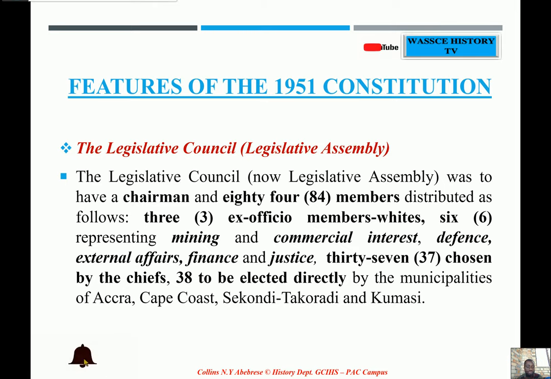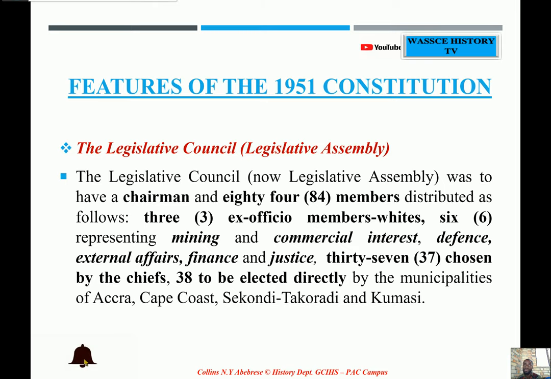37 were also chosen by the chiefs. So 37 of these members were going to be chosen by the chiefs, and 38 to be elected directly by the municipalities of Accra, Kumasi, Sekondi, and Takoradi. So still we have a situation whereby the British colonial administration is still interested in the chiefs. Here we see in this constitution a number of representations has also been given to the chiefs. And you should know the reason: because of the indirect rule system.